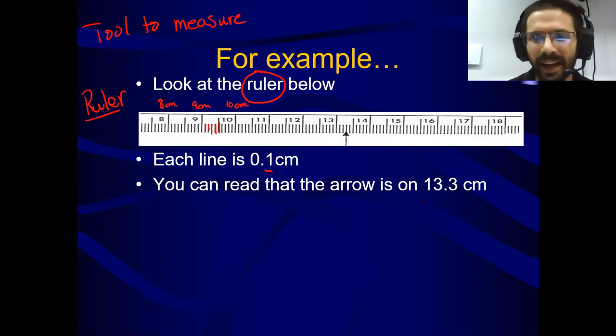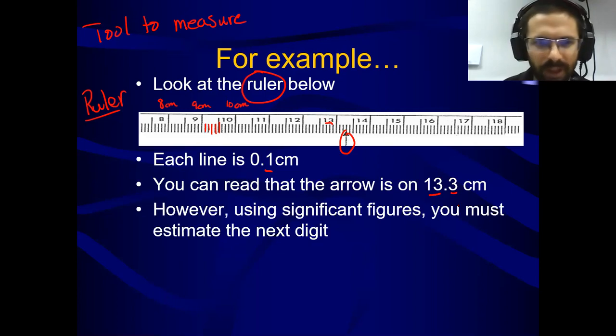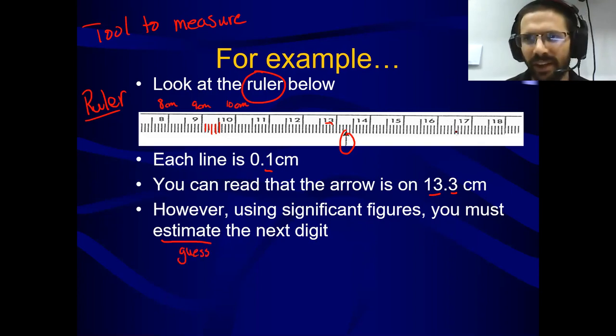I want you to know that you can read the arrow. You can read that the arrow right here is on 13, so we know for sure. These are precise, so these are significant. 13.3 centimeters. However, using significant figures, you must estimate, you can think of it as guess, the next digit.